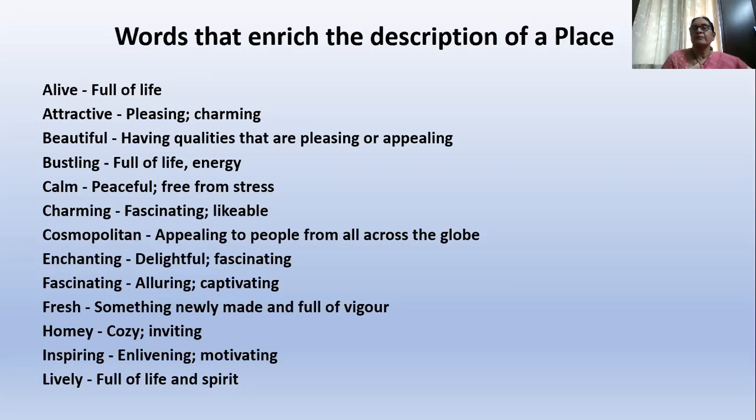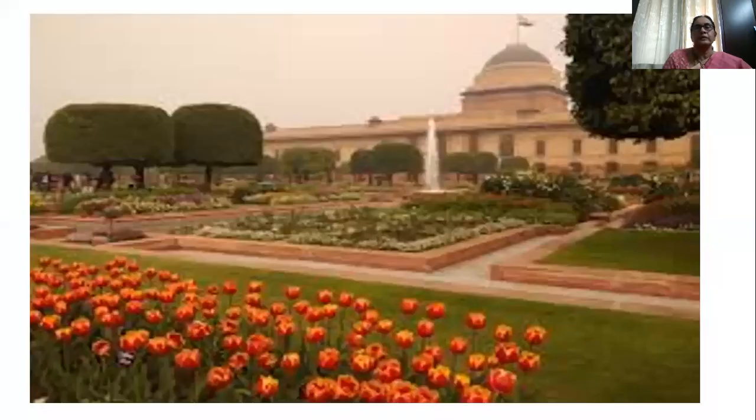If you see some place, sometimes it looks lively with all kinds of activity and movement. Even a painting can look like that, but you're talking about a place here. So it is full of spirit. People are working and maybe enjoying. Maybe we can see the crowd in the city. It's full of spirit. So these are the words which we can use while describing a place.